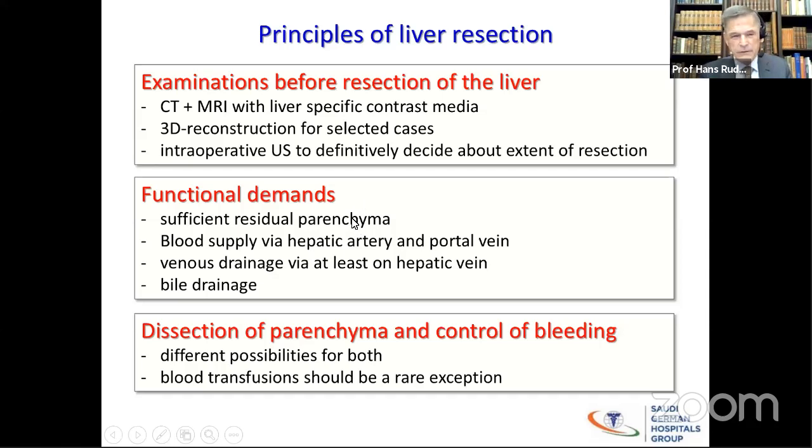There are functional demands. If we take away a part of the liver, there must be residual parenchyma which is sufficient for the function, which means the liver needs blood supply via both sources, the artery and the portal vein, and a venous drainage, which means at least one of the three hepatic veins, and of course a bile drainage. There are different possibilities to dissect the parenchyma and control bleeding. This is routine, so that blood transfusions nowadays are or should be an exception.